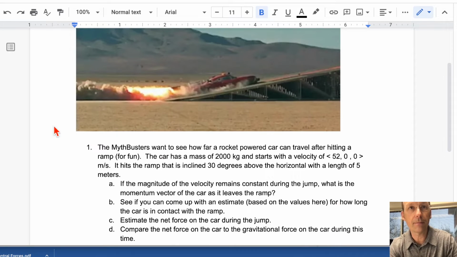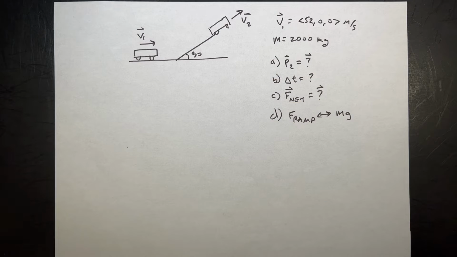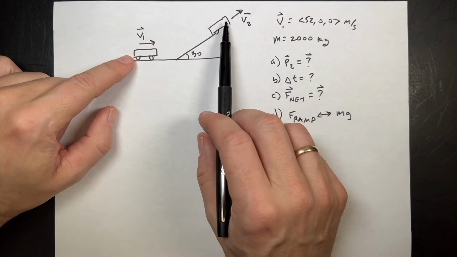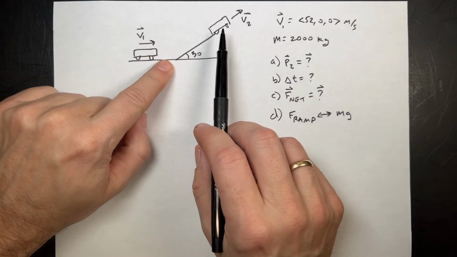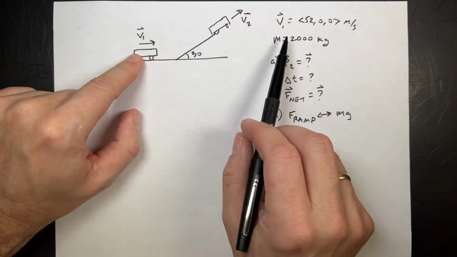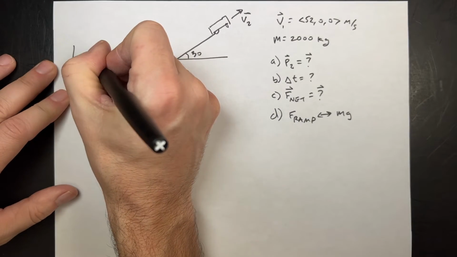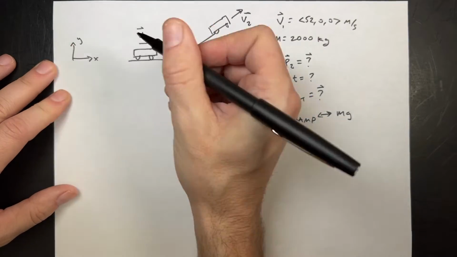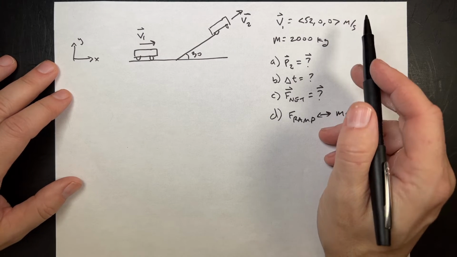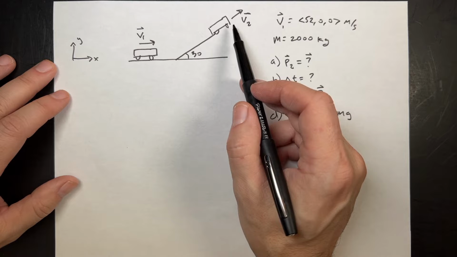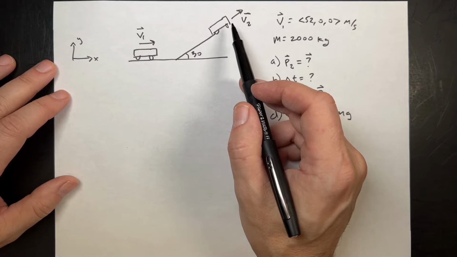I have it on paper over here. So I drew all the important stuff right here. Here's car in position 1, position 2. So this is right before it hits the ramp. So we know this vector. It's in the x direction. And so it's 52 for the velocity. I want to find the momentum at the end, P2, so I need to find the velocity.